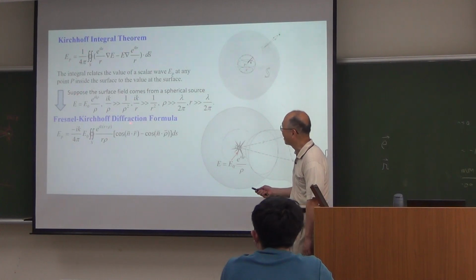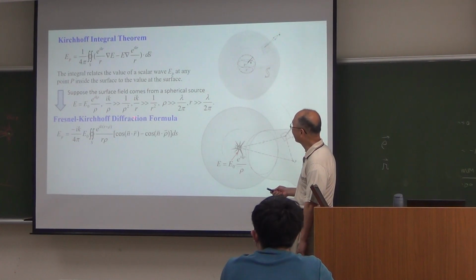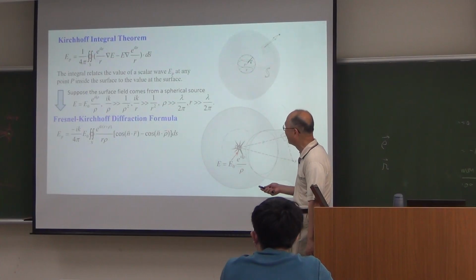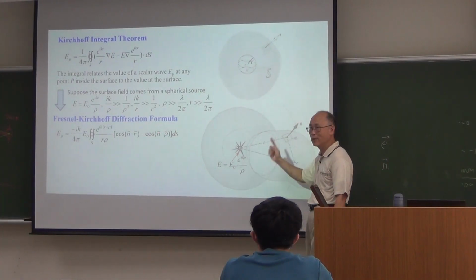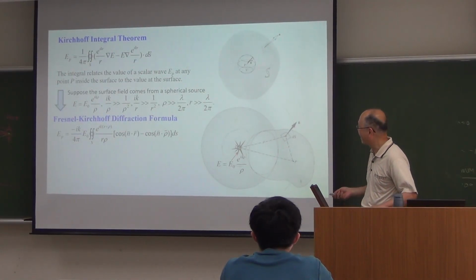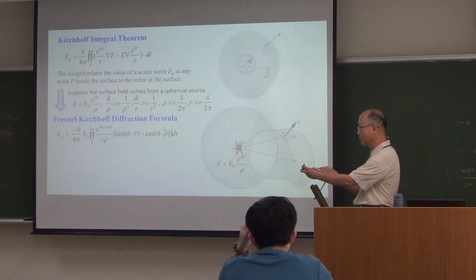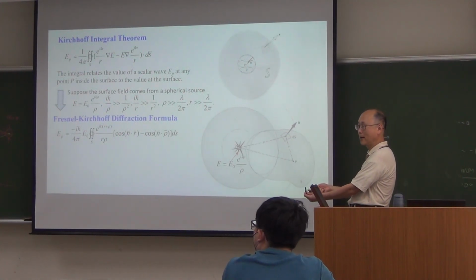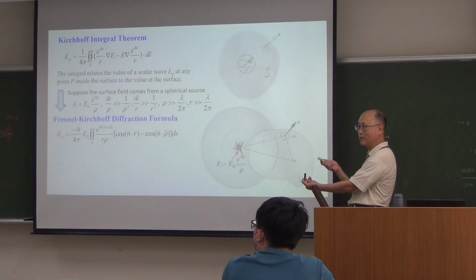Okay, so if we adopt this approximation, then this is reduced to this expression. This n dot R and n dot rho is basically the projection angle of R on n, and the projection angle of rho on n. n is some surface normal. But later on, we're going to simplify this configuration into this configuration. And this configuration is much easier.